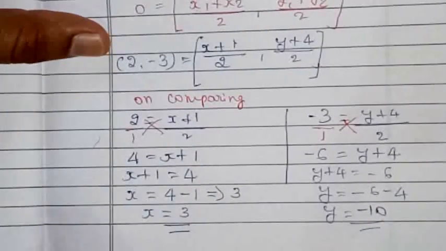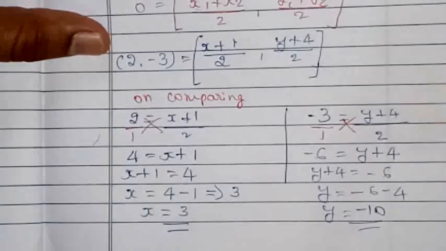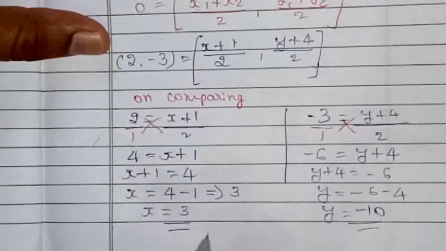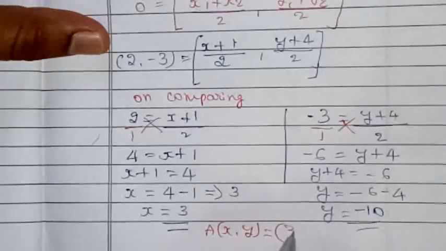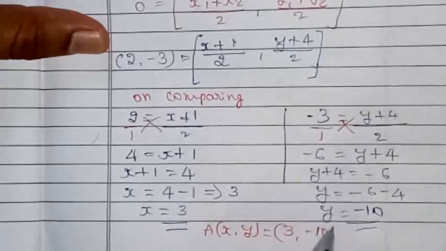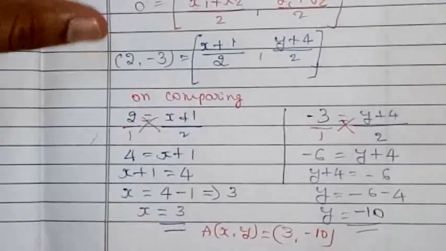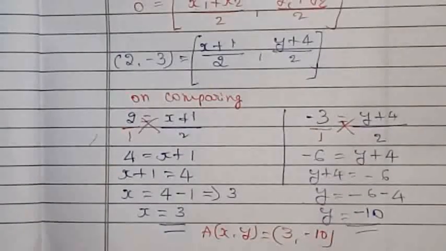So therefore what are the coordinates of A? So therefore the coordinates of A of x comma y is equals to how much? 3 comma minus 10 is the coordinates of x and y, right? That's nothing but the coordinates of A, right children?